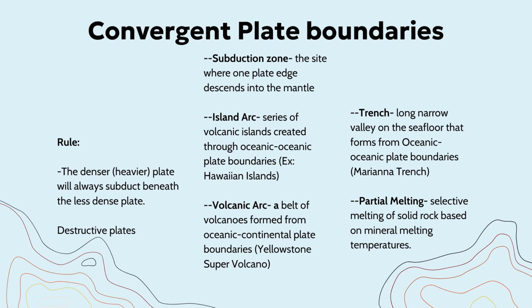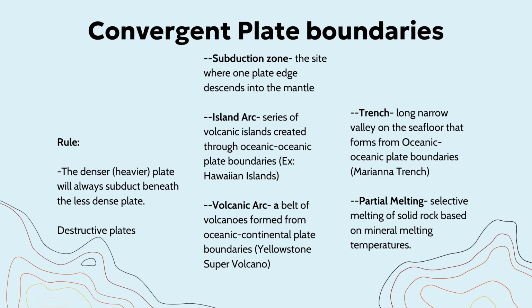An island arc is a series of volcanic islands created through oceanic plate boundaries. An example of this is the Hawaiian Islands. If you look closely on a map of the Hawaiian Islands, you can see that it is a constant string of islands that was created by a volcano in the ocean. The largest island is the main island of Hawaii, and the other islands get smaller and smaller because they are slowly eroding into the ocean.